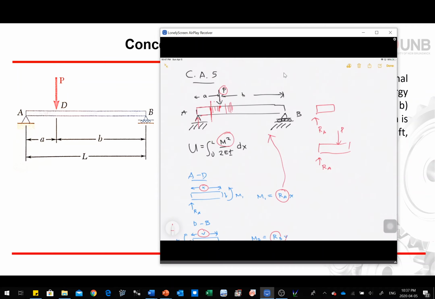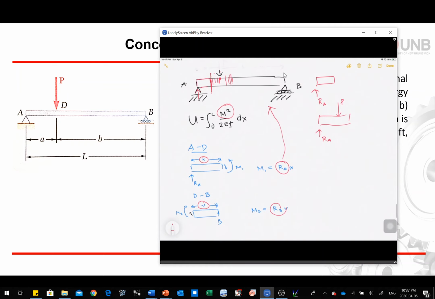So you have your P, you have two support reactions, so you can sum the forces along your Y, get a specific moment at a specific point, and then you will end up with the following numbers. So eventually you will get that your support reaction at A is equal to P times B divided by L, which is of course pointing upwards. Now your reaction at B is equal to P times A divided by L. Again, this is pointing upwards.